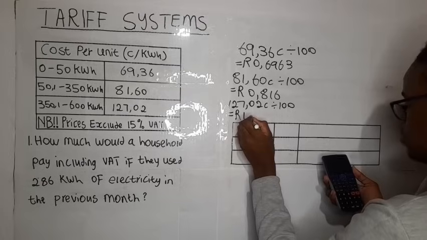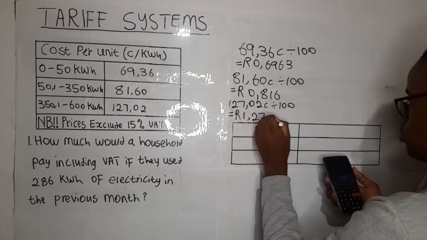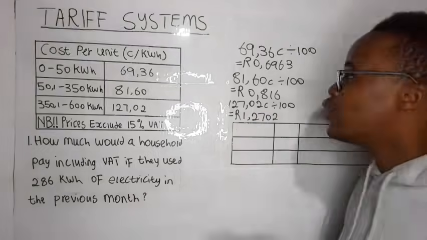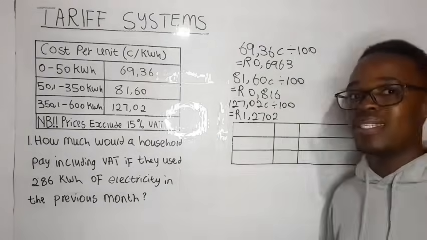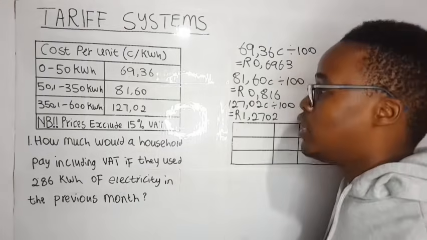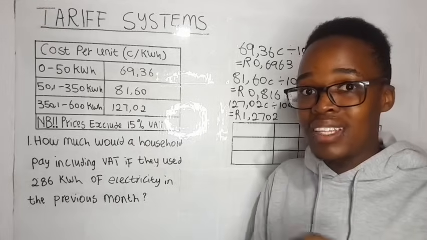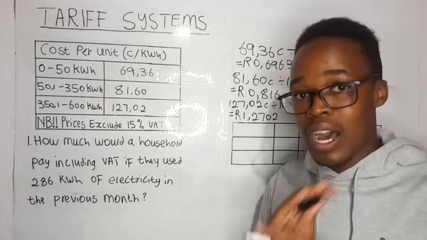It gives us 1 rand 2702 cents. And please do not round up these numbers yet. When we're calculating tariffs, we only round up the final answer. Otherwise, we do not round up.